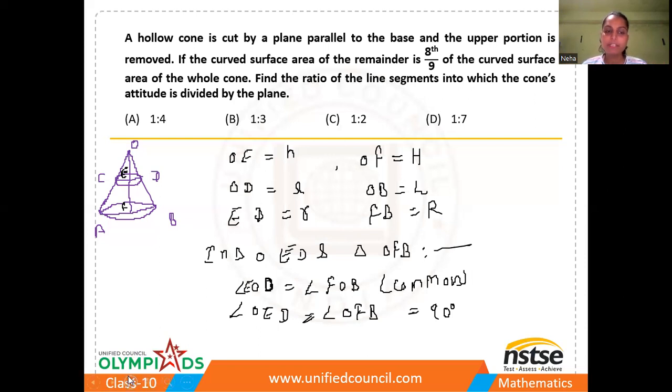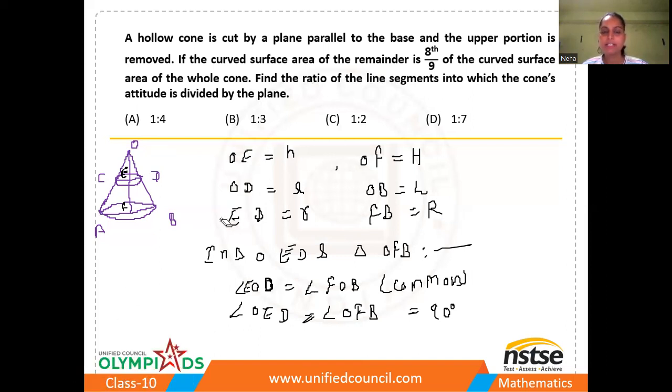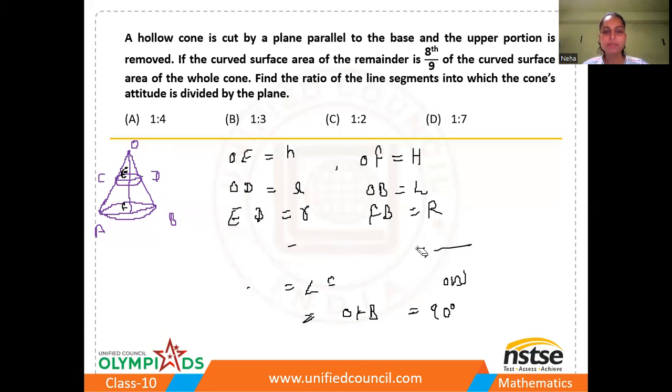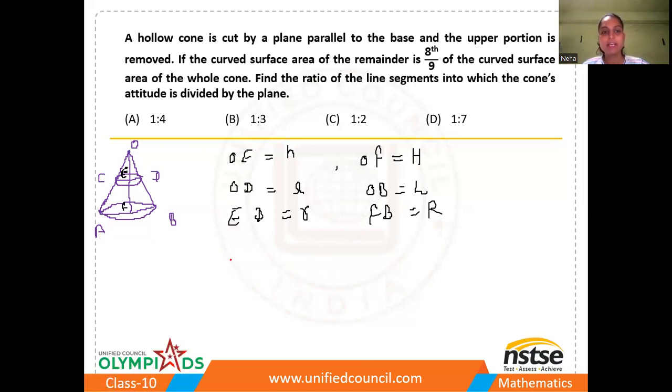Clear? So if these two triangles are similar, now this thing is clear. Okay, now I'm erasing this part because this is not required anymore. I proved that these two triangles are similar to each other. Now, if these two triangles are similar, then we can say that OE upon OF is equal to OD upon OB is equal to ED upon FD, right?